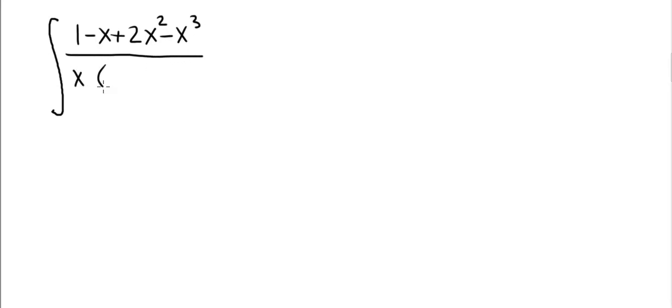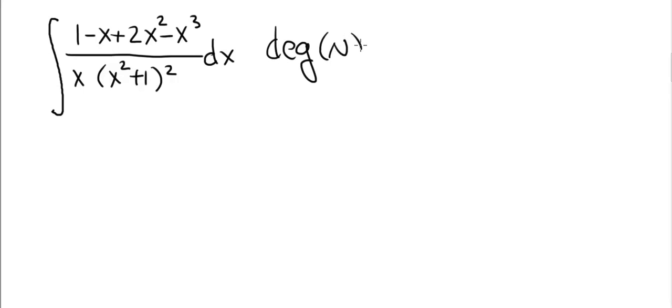We're going to use a technique of integration called the method of partial fractions to evaluate the integral of the rational function (1 - x + 2x² - x³) divided by x times (x² + 1)². Okay, first we have to check that the degree of the numerator, which in this case is equal to 3, is strictly less than the degree of the denominator.